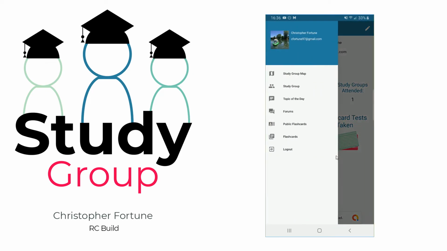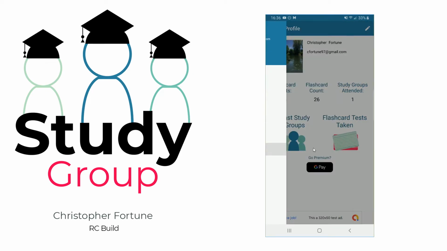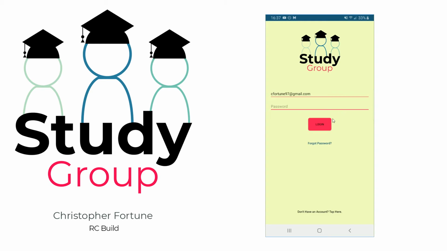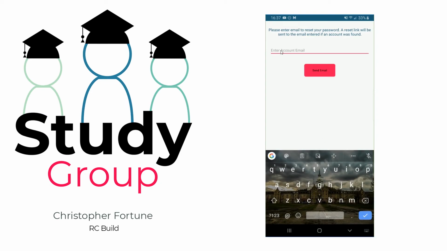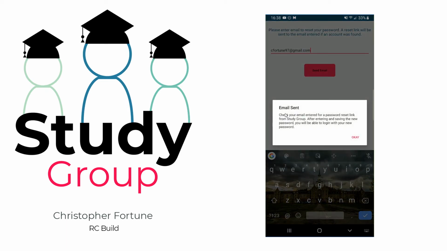If we were to log out of this application here, furthermore, if the user has forgotten their password, they can click on Forgot Password, where from here they can enter in their account email. So if we were entering that email of your account, send email, it will display that an email has been sent. So let me go ahead and pull up my email real quickly and show you the reset email that is sent to a user.